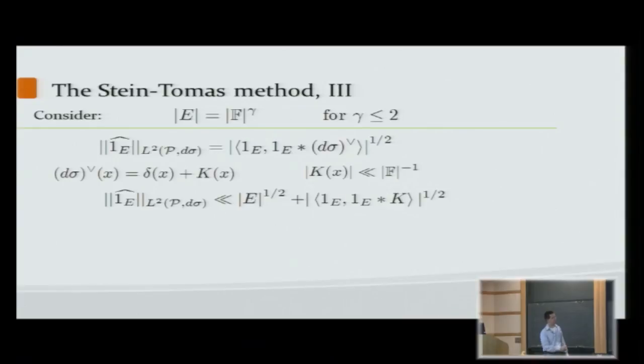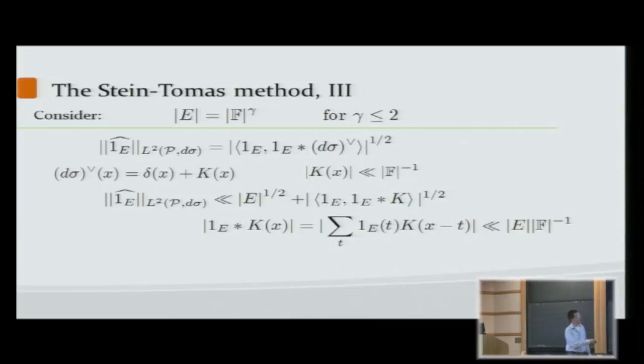And so what I can upper bound this by is, let me just pointwise consider what's going on in this part right here. The characteristic function of the set convolved with this function k is, if I just write out what the definition means, just this expression right here. And I know pointwise that this k is rather small, and so if I just replace this by the absolute value, I'm going to get 1 over f, and then if I just sum E over all the points, I'm just going to get the size of E.